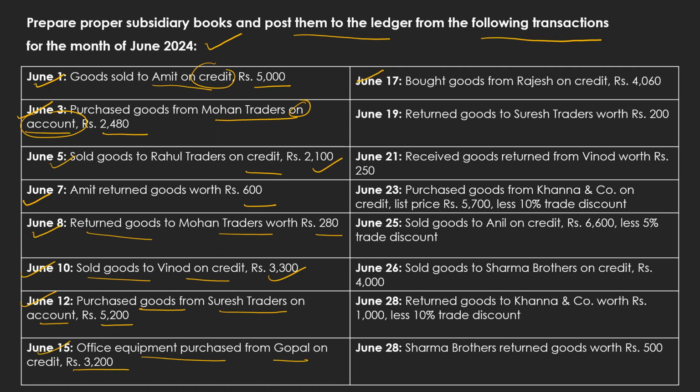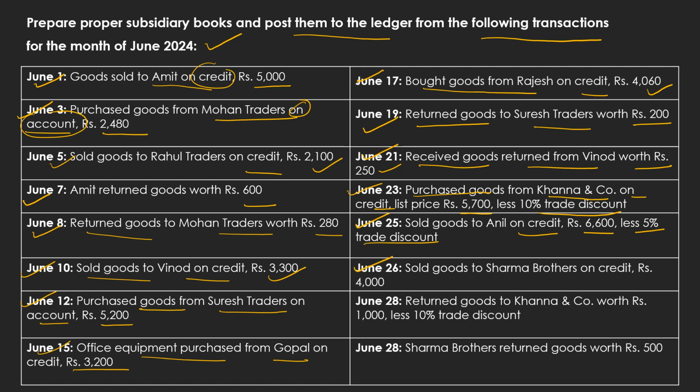June 17th, bought goods from Rajesh on credit 4060 rupees. June 19th, returned goods to Suresh Traders worth rupees 200. June 21, received goods returned from Vinod worth rupees 250. June 23rd, purchased goods from Khanna and Company on credit, list price 5500 less trade discount. June 25th, sold goods to Anil on credit rupees 6600 less 5% trade discount.